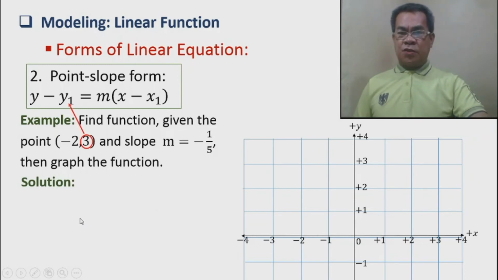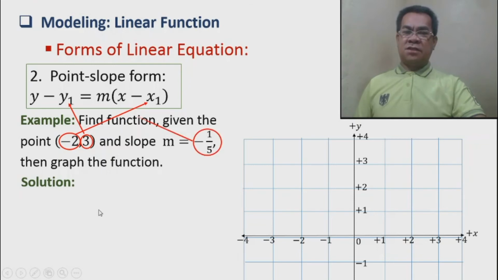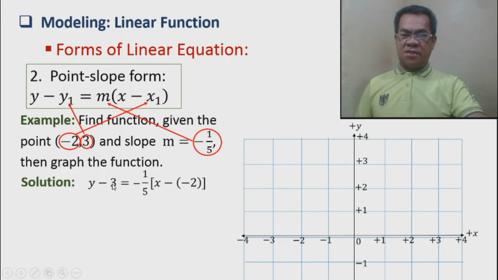Now, for your solution, you have to substitute here. Remember, this is point 1, so this must be x1, y1. Substitute it here, 3. And the x1 must be negative 2. Remember, this is minus, so it should be minus negative 2. And the slope is negative 1 over 5. So substitute. Do not substitute x and y again, because these are the variables. Substitute to this point slope form, then this is the result.